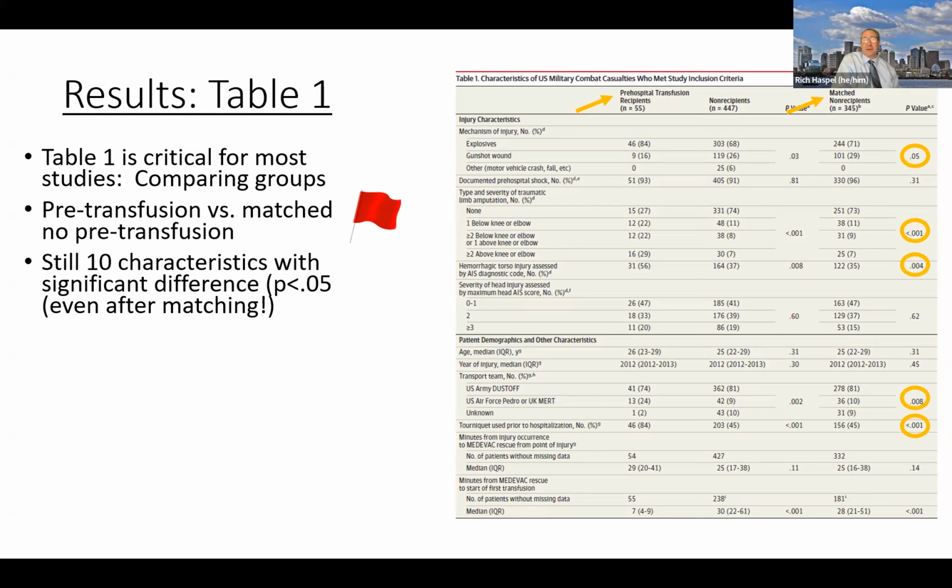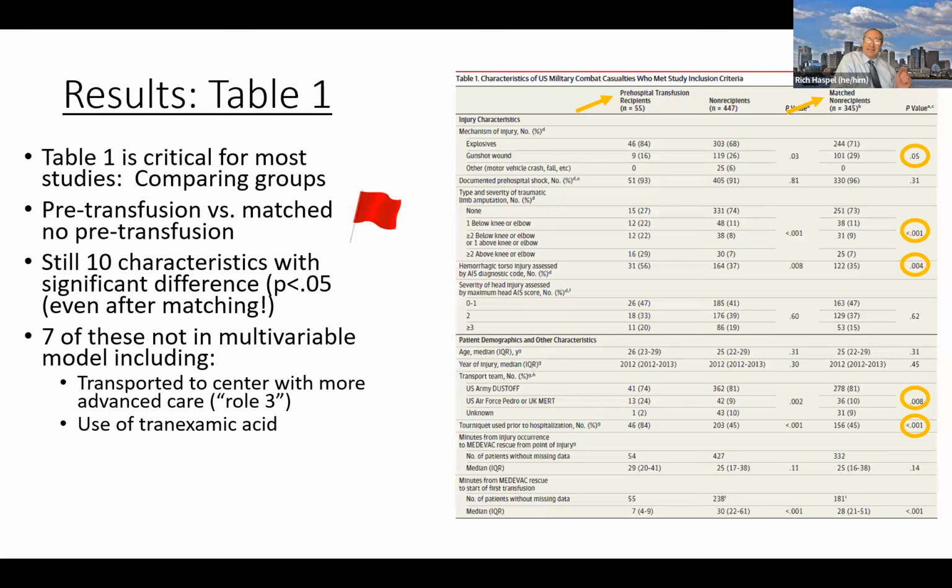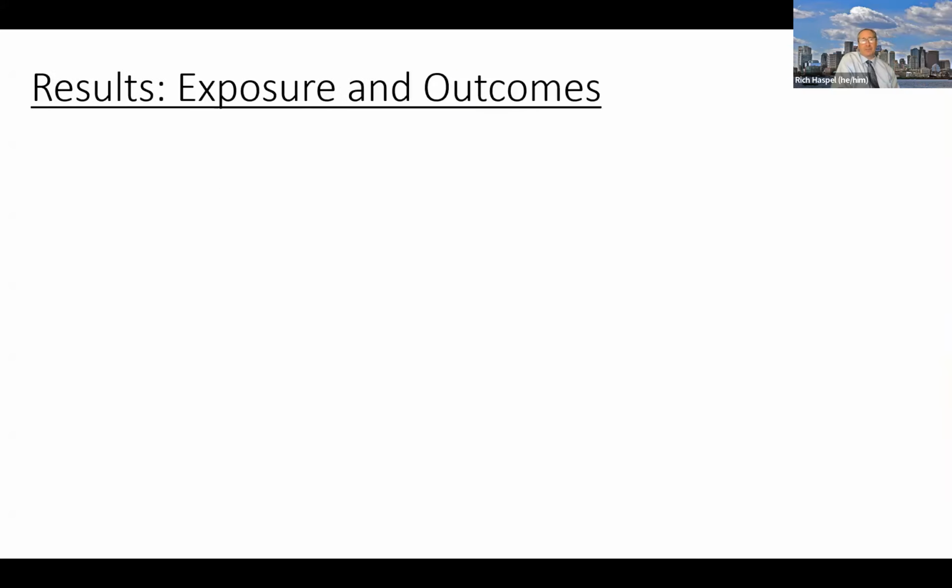Okay. So then they're like, oh, we did multivariable, right? But 7 of these were not included in the multivariable analysis, including transporting to a facility with a higher level of care, which you think is pretty important, as well as use of tranexamic acid, which randomized trials showed has a benefit in survival. So big problems here. Now, there were similarities on things, but there were still huge differences.